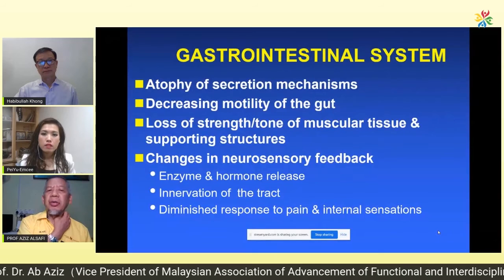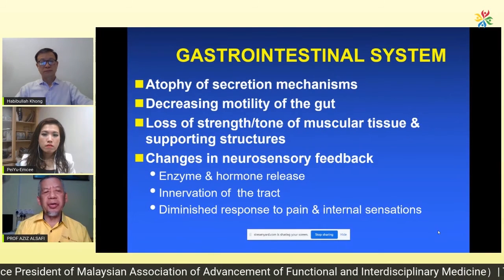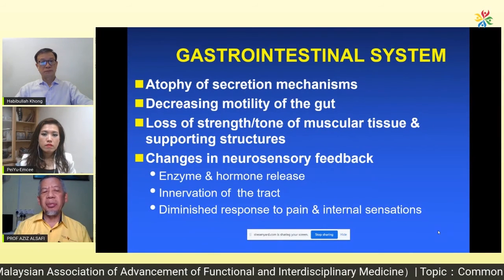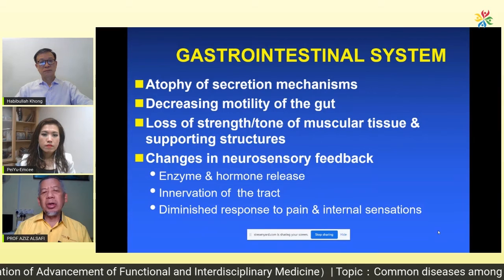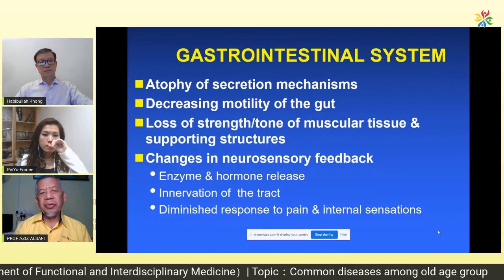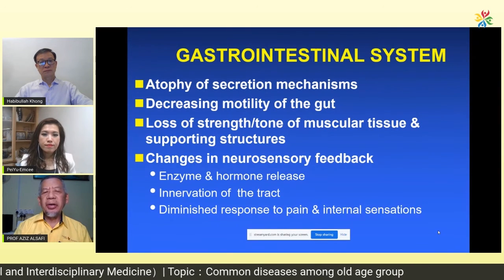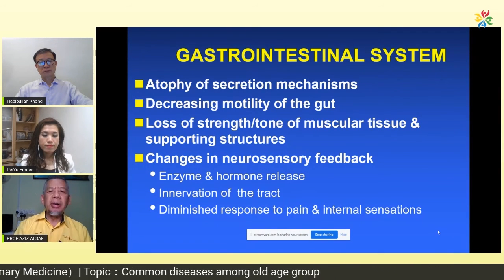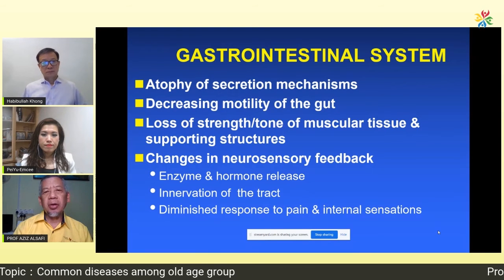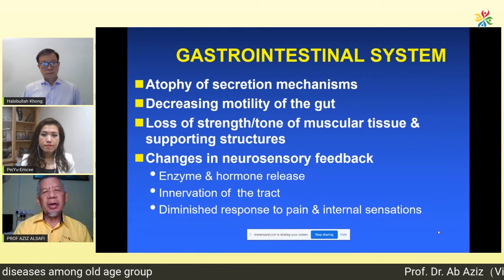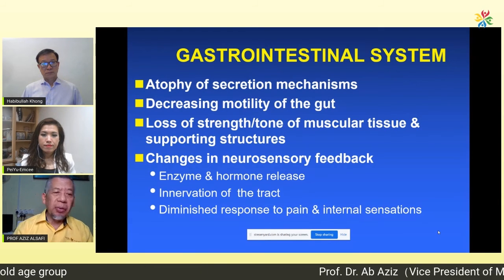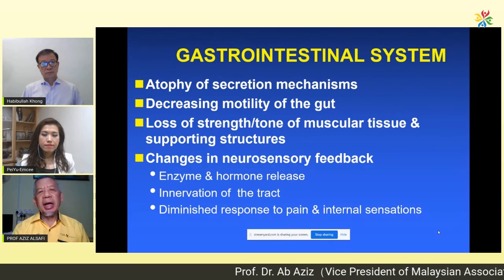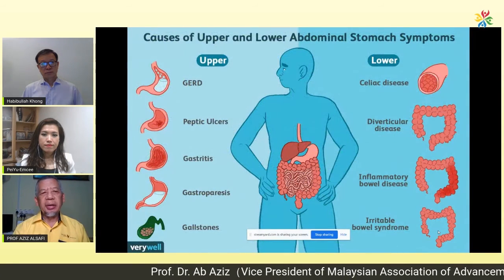Another one is what we call the gastrointestinal system: atrophy of the secretion mechanism, decreased motility of the gut, and lost strength. This will cause poor absorption and chronic constipation. And from chronic constipation, we have all other diseases like cancers and other things.